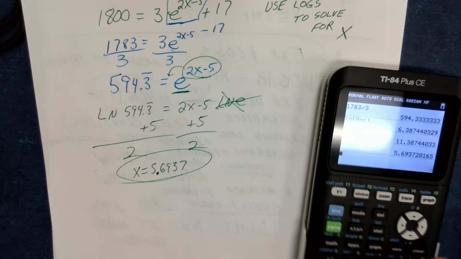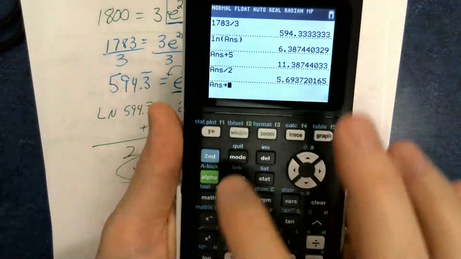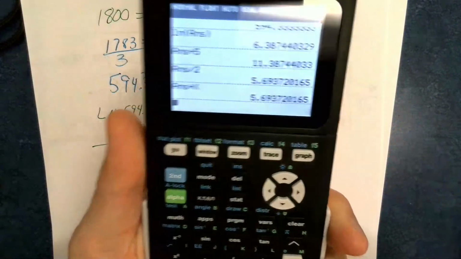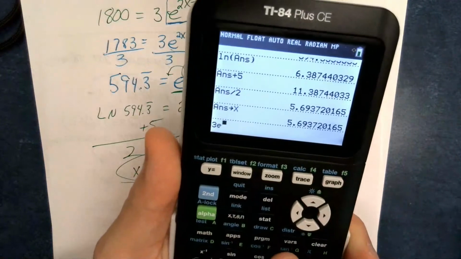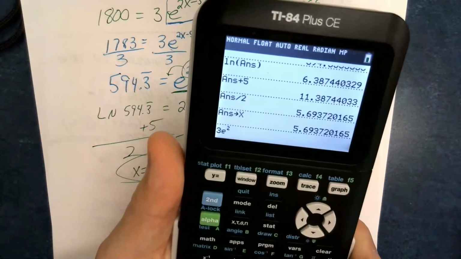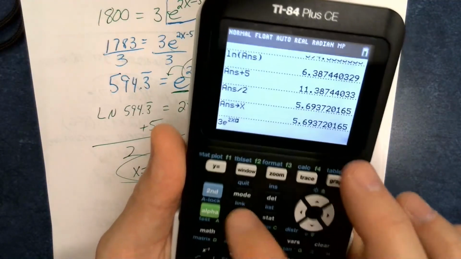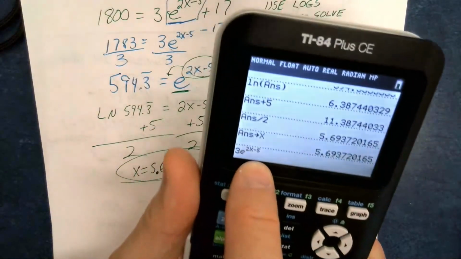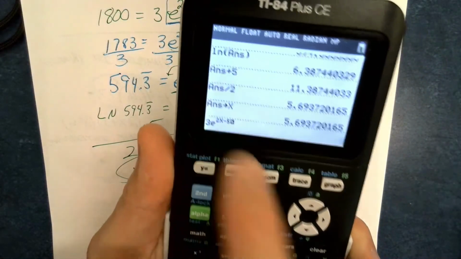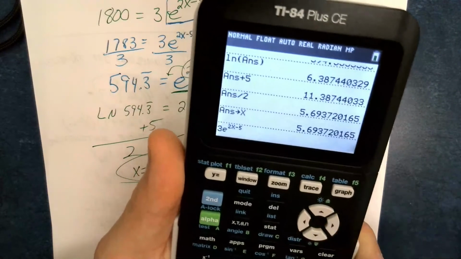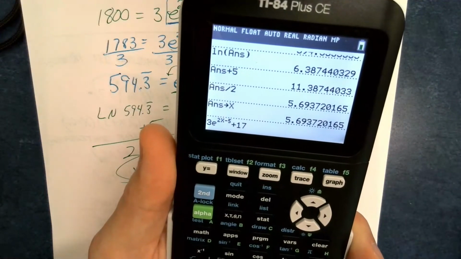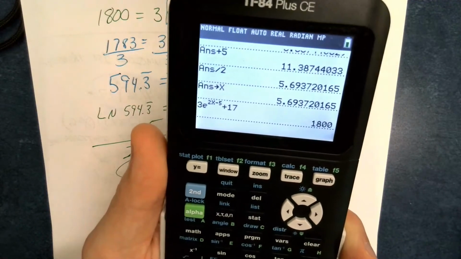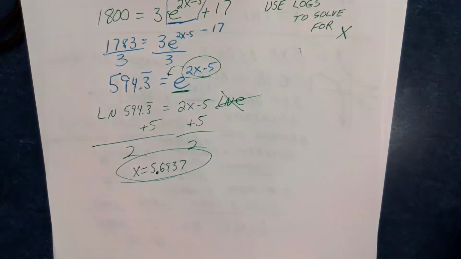Store it in X instead. Store it in X. Enter. There we go. And then retype it: 3e to the 2x minus 5. Remember, on old calculators, put that in parentheses. And then plus 17. Hoping for a little 1800 right now. And I got 1800, and I'm feeling pretty darn good about that problem.